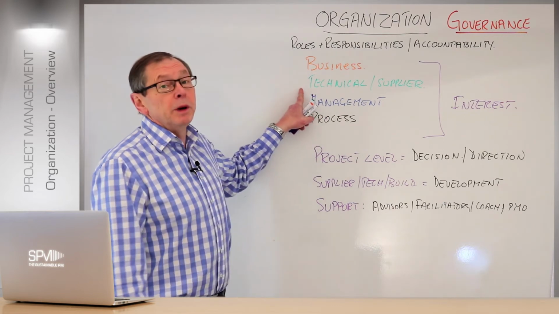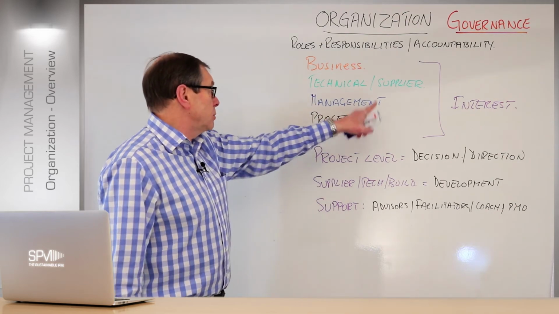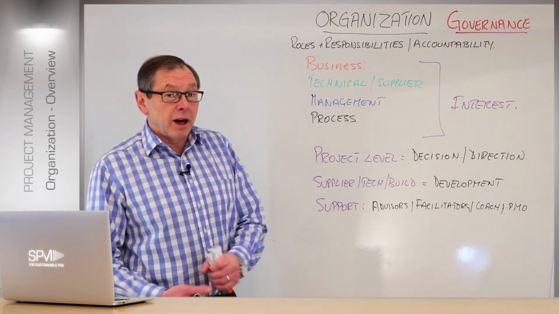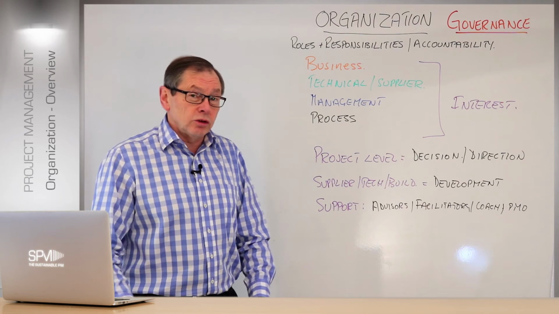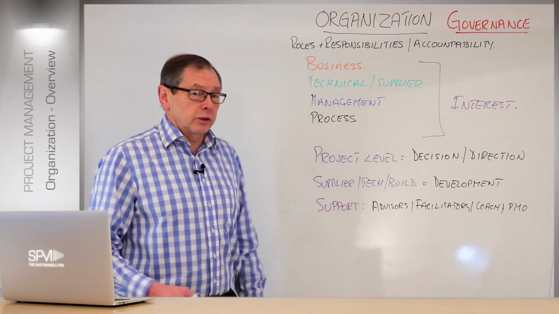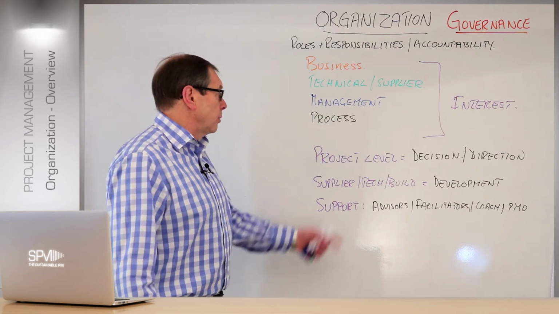We have the people doing the builds for us, technical suppliers, whatever you want to call them. We have management who are managing this project, primarily the project manager in this case, team managers as you wish, they're the main ones. And then we have the support, who are people who are supporting it but not part of the main team. And then the project levels.